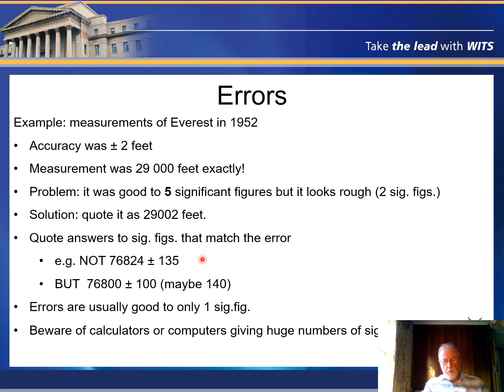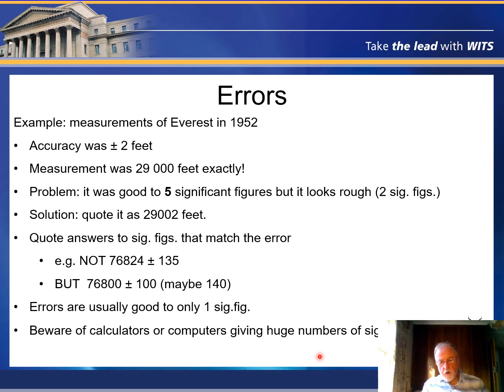And we should do the same with the error, because there's no point in quoting an error to 3 significant figures when it might be a fairly rough determination. And so quoting it to plus or minus 100 is what we should do. Maybe 140 if it was some sort of accurate statistical analysis, but I was always taught that errors are usually only good to 1 significant figure, and so think about quoting just to 1 significant figure.